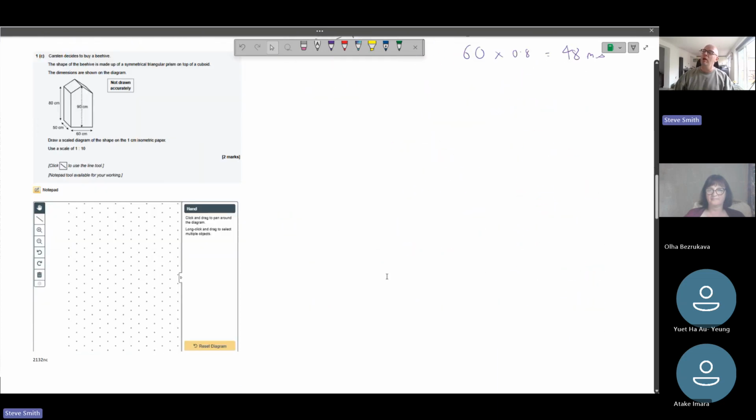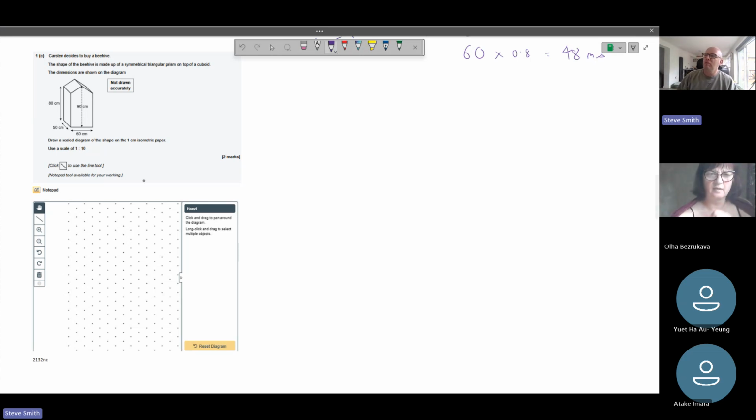Okay, another drawing one. And probably not my favorite one, because I think 3D paper when I was at school wasn't really handed out because it was probably expensive back then. We didn't really have 3D paper.